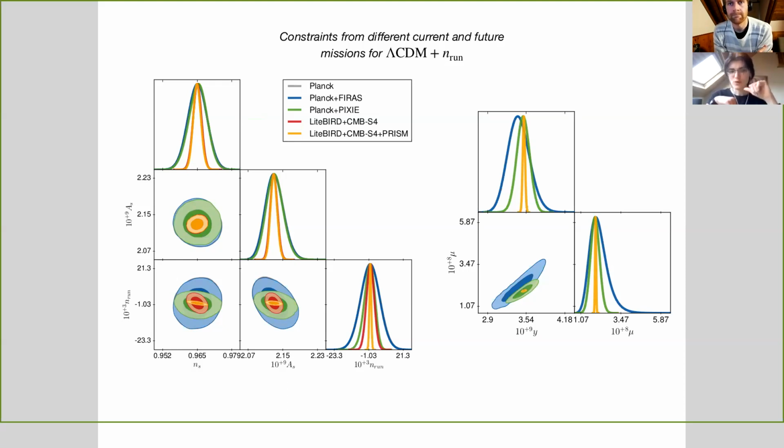But now if we move to the two bottom ones where we have the running, we can first compare the blue to the green. This is Planck plus FIRAS and Planck plus PIXIE. And we see that the error bars on the running already shrink a lot. So this means we would get an increased sensitivity to the running. We can then compare the red and the yellow, which are what we would hope to have in the future. And again, going from LiteBIRD plus CMB-S4 to LiteBIRD, CMB-S4 plus PRISM, we gain a lot, about an order of magnitude on the error bars of the running.